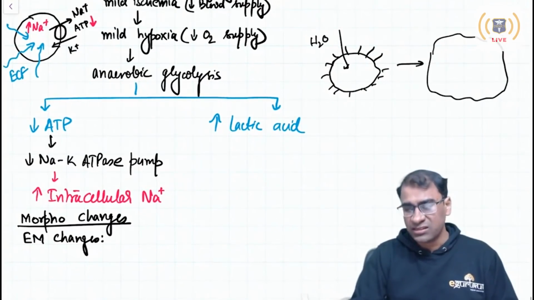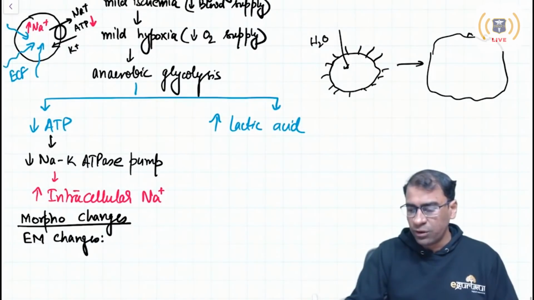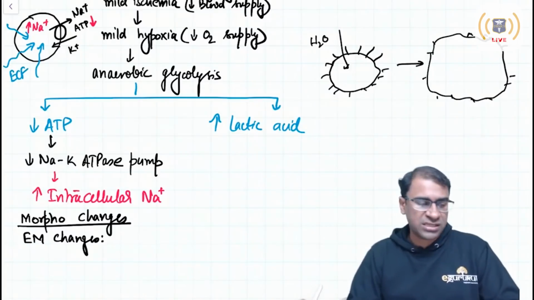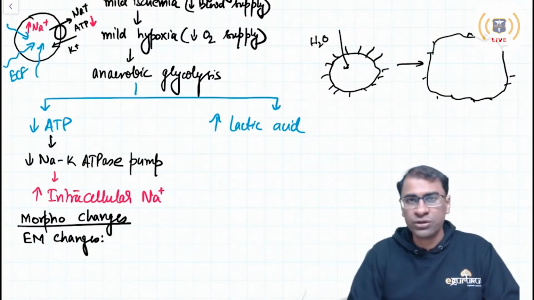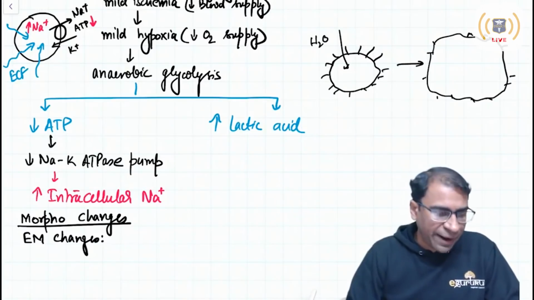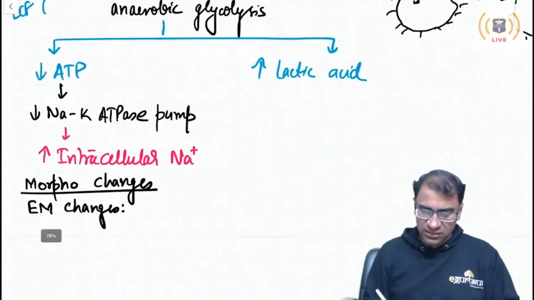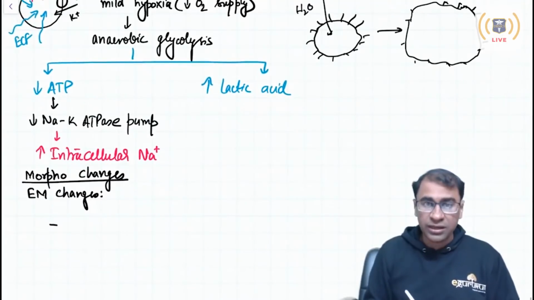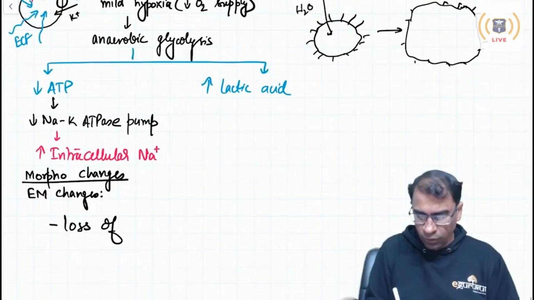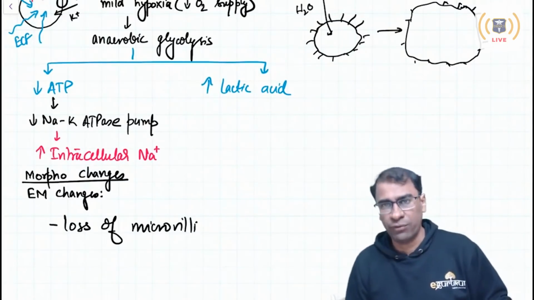When the cell has enlarged in size, all the microvilli on the cell surface will be lost. Because the microvilli on the cell surface will be lost, what happens? The first change we're writing here is loss of microvilli.